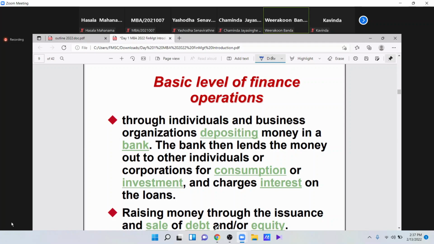So when you realize that you are saving, you can remember that the bank collects the money and lends it to other people for different purposes. Maybe consumption, maybe investment, or some other requirement. However, at the end of the period, the banking company charges interest against the lent money.